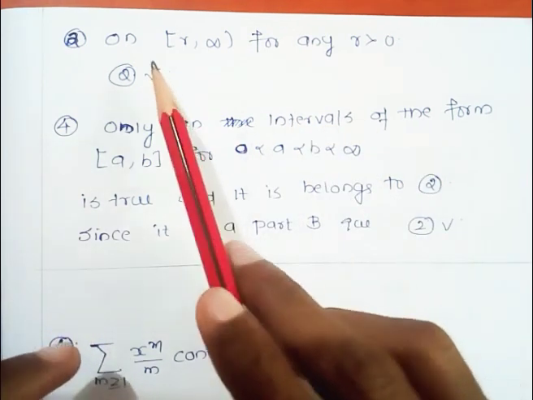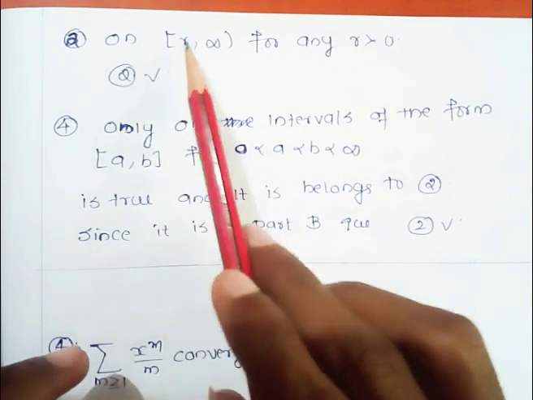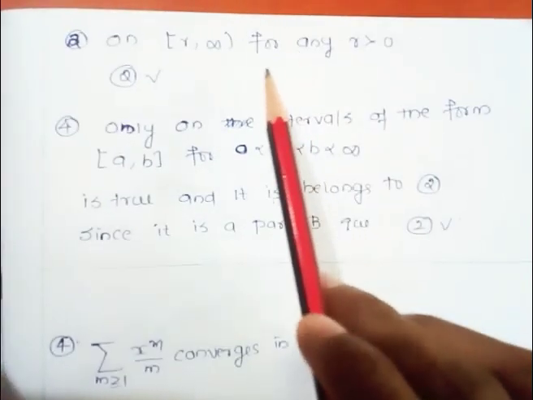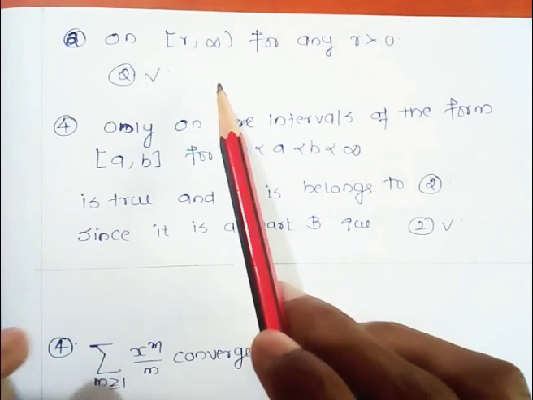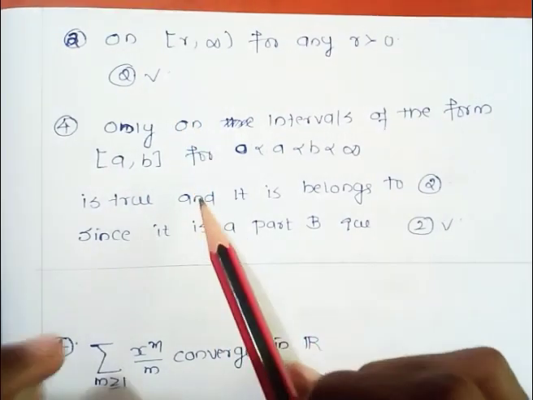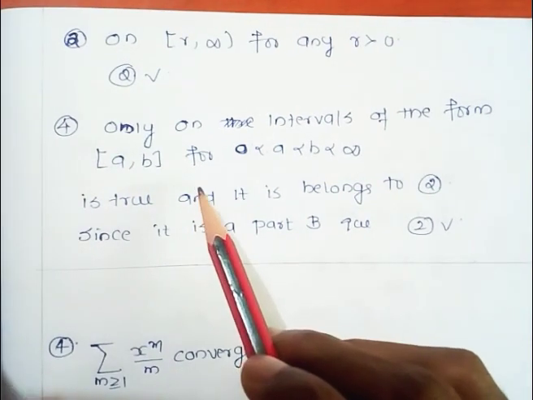So our more precise correct option is: on [R, infinity) for any R greater than 0, f of x equal to 1 by root x is uniformly continuous. So our second option is correct. So the correct option of this question is option number 2.